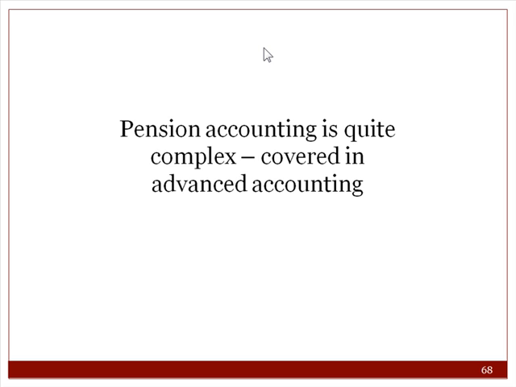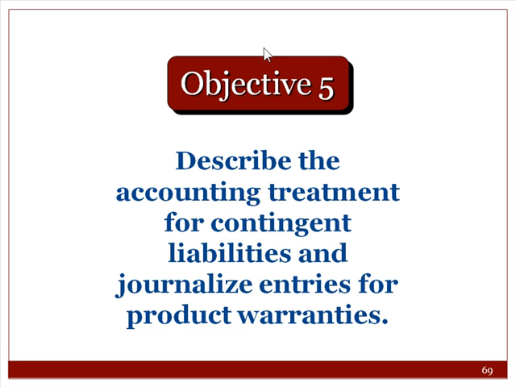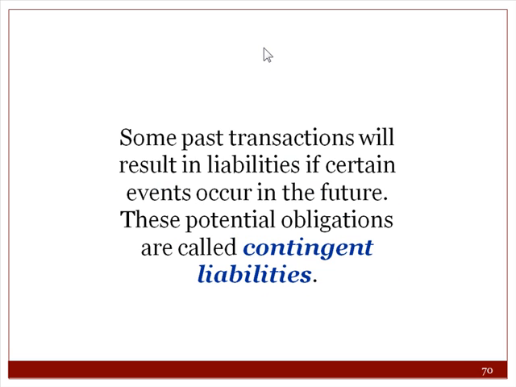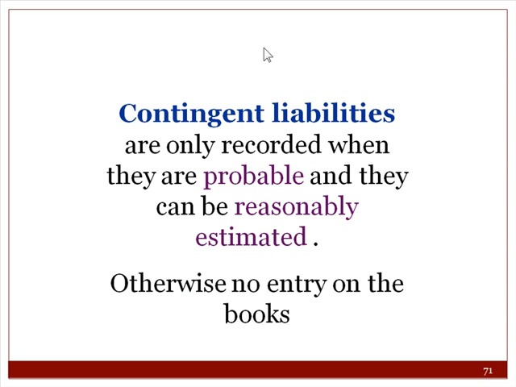Pension accounting is quite complex and is covered in advanced accounting or even in pension accounting classes now at accounting institutes. Okay, let's describe the accounting treatment for contingent liabilities and learn how to journalize product warranties. Some past transactions will result in liabilities if certain events occur in the future, and these potential obligations are called contingent liabilities. These range anywhere from legal obligations, insurance-related things, and then the product warranty side of life. Contingent liabilities are only recorded when they are probable and can be reasonably estimated. Otherwise, you do not book a journal entry.